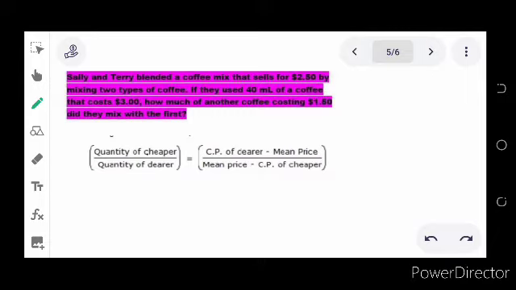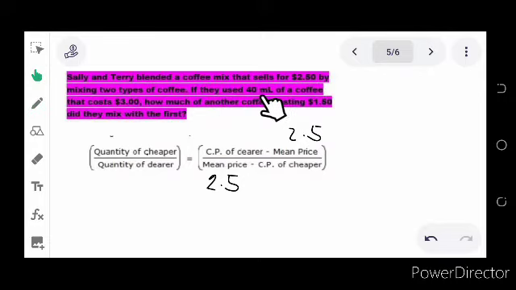Next, let's have the fourth example. Sally and Terry blended a coffee mix that sells for $2.50. So this one blended a coffee mix and the price is $2.50. So you know now that 2.50 is the price of the blended one. So this is now your mean price. So just substitute it directly.